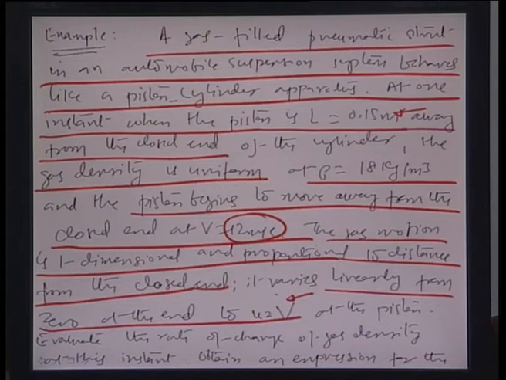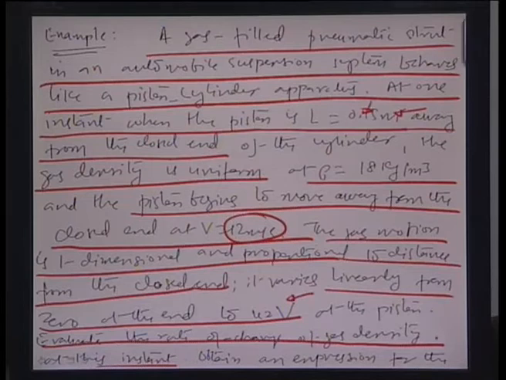So, we have to evaluate the rate of change of the gas density at this particular instance, when the piston is at 0.15 meters from the closed end, and we also need to obtain an expression for the average density as a function of time. So, we need to find what rho average is in terms of rho t. Let us try to solve this using the continuity equation.